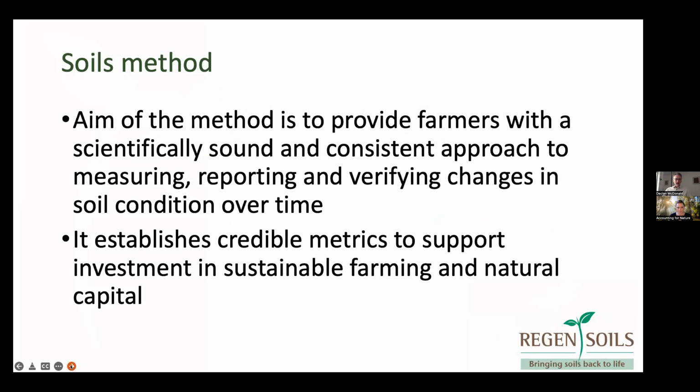The aim of the method, and this was part of the original brief with Landcare Australia, is to provide farmers with a scientifically sound and consistent approach to measuring, reporting, and verifying changes in soil condition over time. And the method establishes credible metrics to support investment in sustainable farming and natural capital.